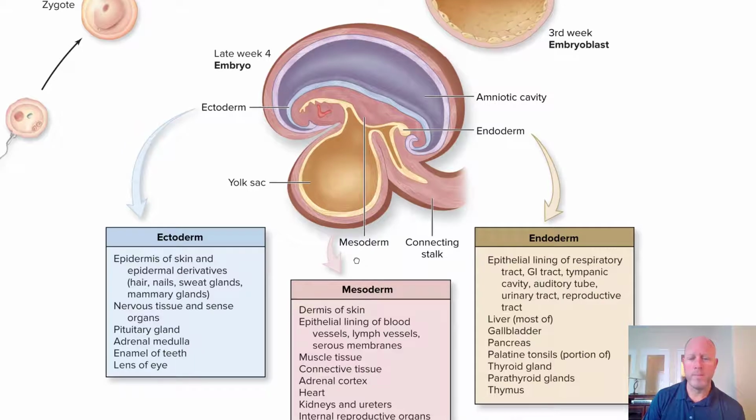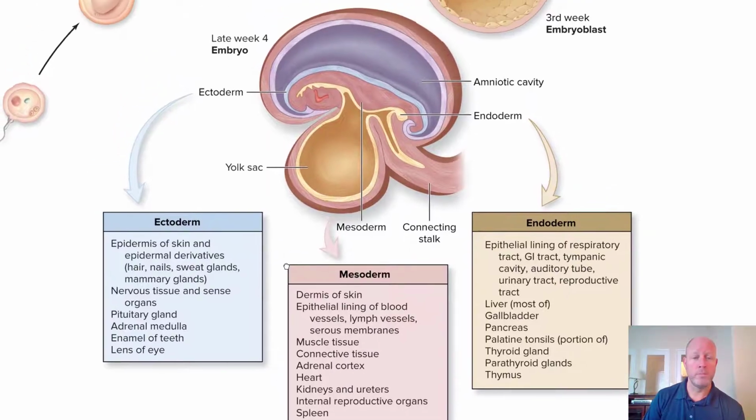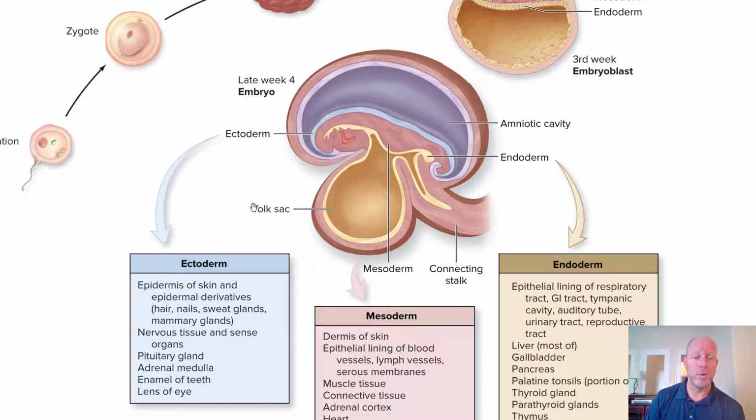that embryo. And the endoderm is the epithelial lining, remember, of the respiratory tract and other surfaces. Dermis of the skin is where mesoderm, and the lining of blood vessels and lymph vessels, serous membranes, and ectoderm is for the skin and the epidermal derivatives. Okay, but you can see all in an embryo, right?